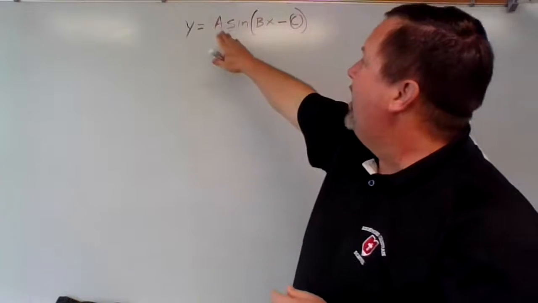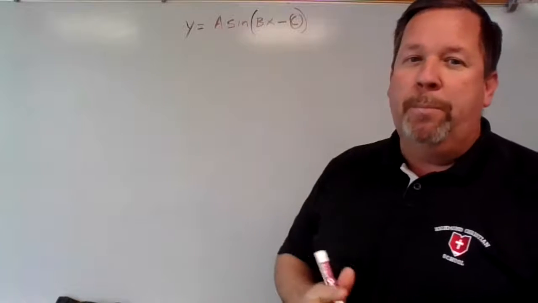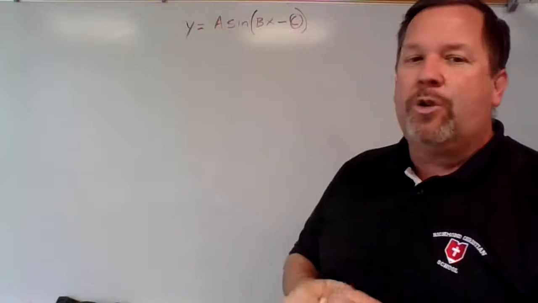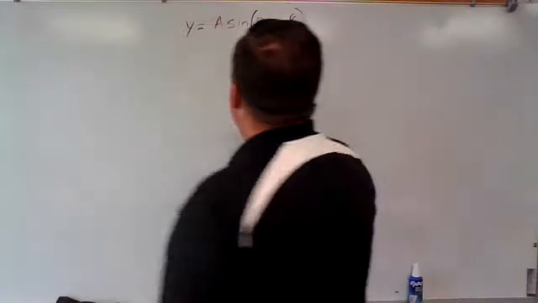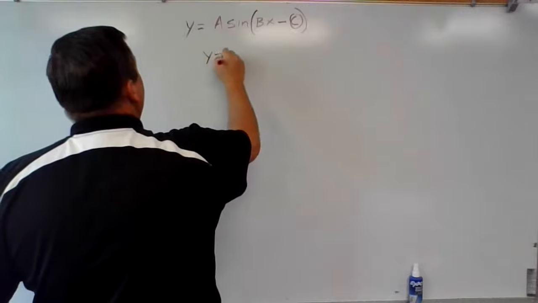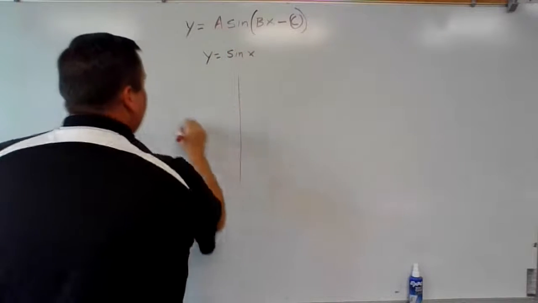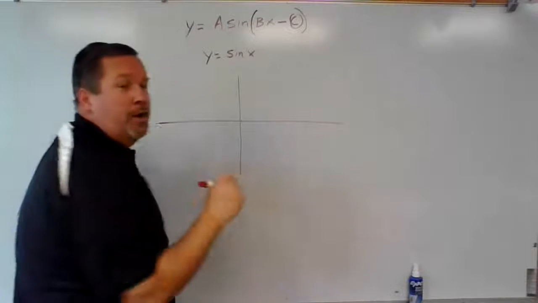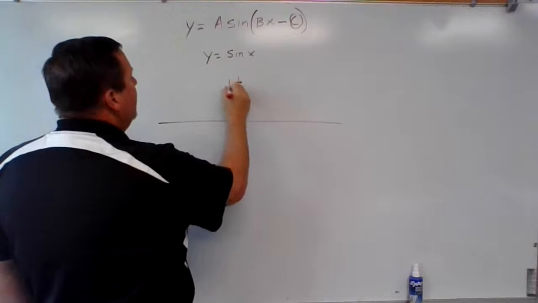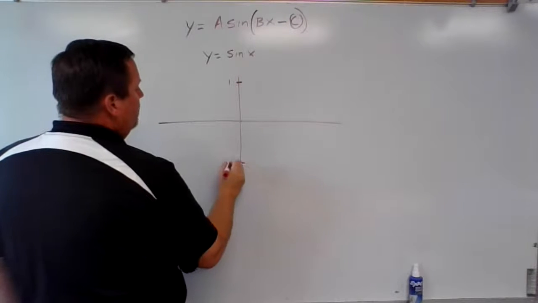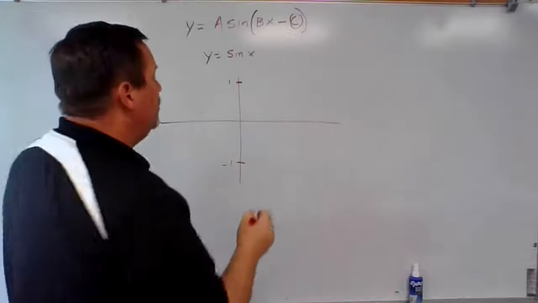For now, let's keep A and B super basic. Let's just make them both 1. Let's just graph a regular y equals sine x graph. And I'm going to sketch this out real quick. I want to remind you if the A value is 1, that means the amplitude is 1. It goes up to 1. It goes down to -1. The period on a regular sine graph is 2 pi.